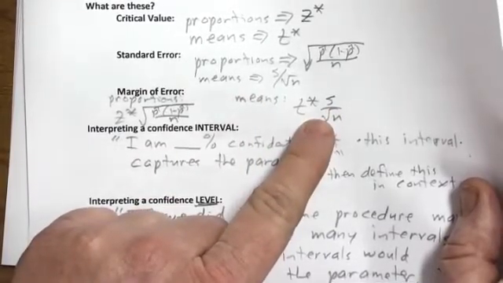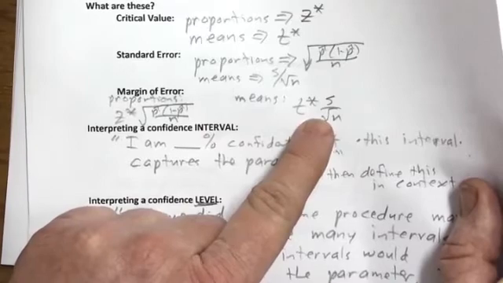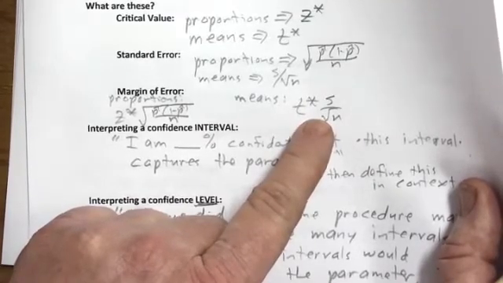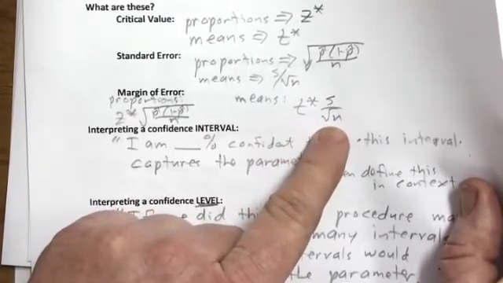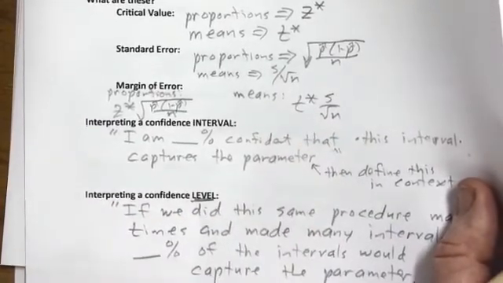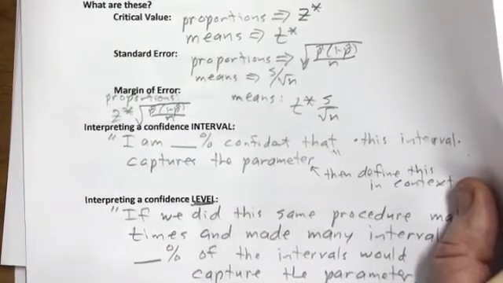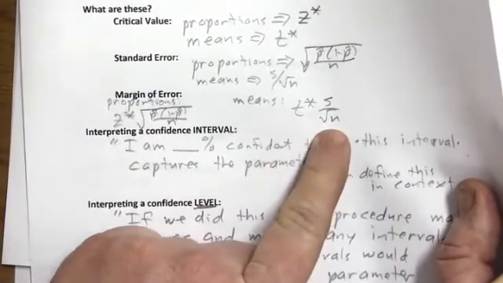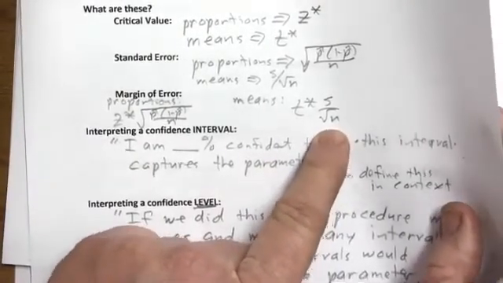All right, so if I wanted the margin of error to be half as big, I would have to multiply the sample size by 4. If I wanted the margin of error to be a third as big, I would have to multiply this by 9. It's inversely related by the square root.